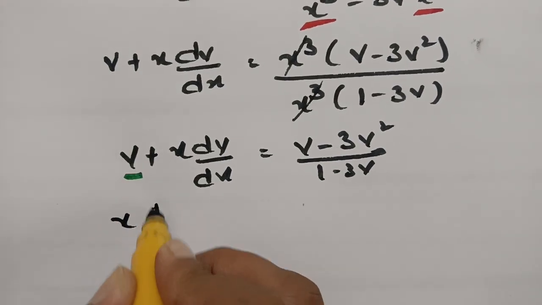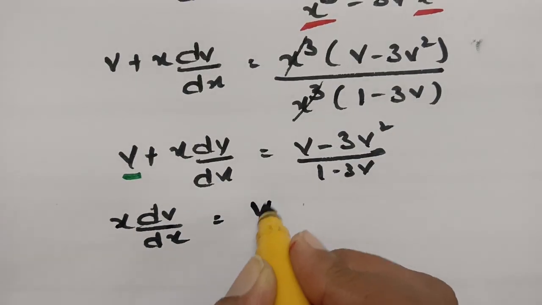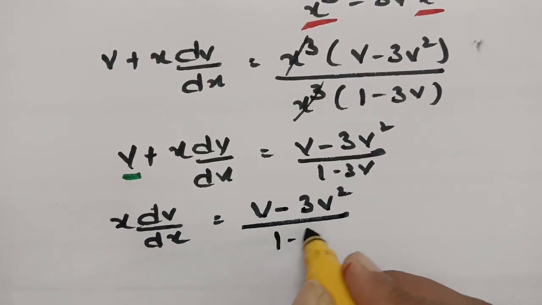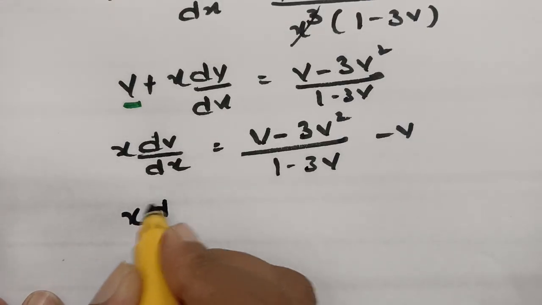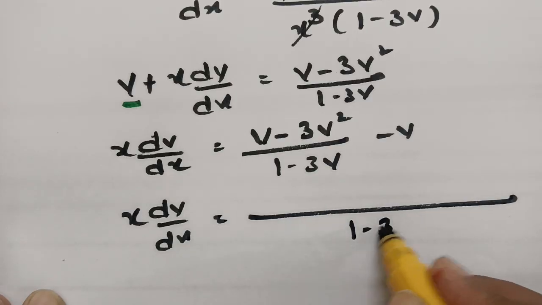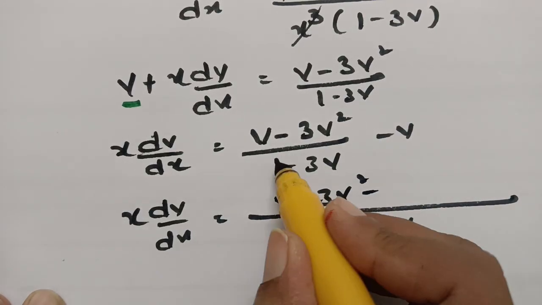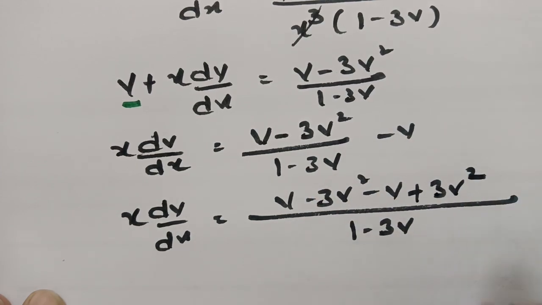This will be x into dv by dx, which is equal to v minus 3v square by 1 minus 3v, minus v. And this is x into dv by dx equal to, if I make an LCM, 1 minus 3v as the denominator, and in the numerator v minus 3v square. If I multiply, this will be minus v, and this is plus 3v square.